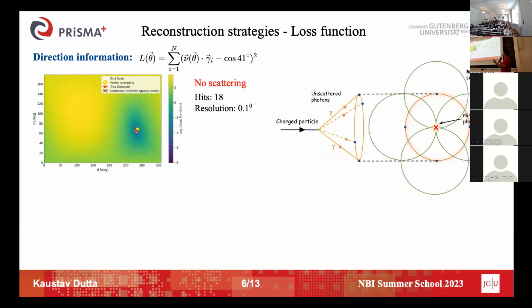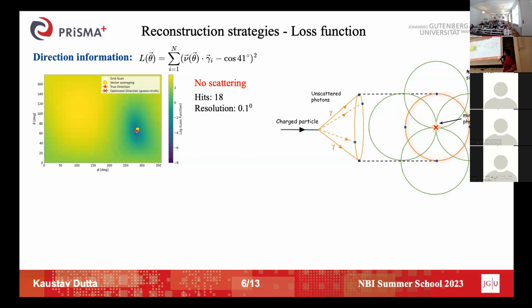I am using the direction and the timing information of hit photons. For this, I construct a loss function where I look at the angle between the hit photons and the hypothesized charged particle direction, and then subtract the Cherenkov angle, which is 41 degrees. To understand this, you can look at this cartoon. We can imagine the charged particle moving into the screen, shown by the red cross, and the loss function goes to 0 for each photon on the green circles. If there are a number of photons, we have a number of circles, and the common intersection point gives you the global minimum. This is a very simplified case, where there is no scattering.